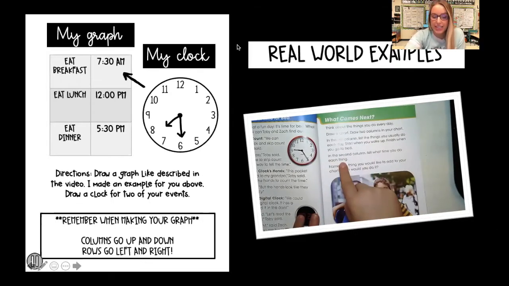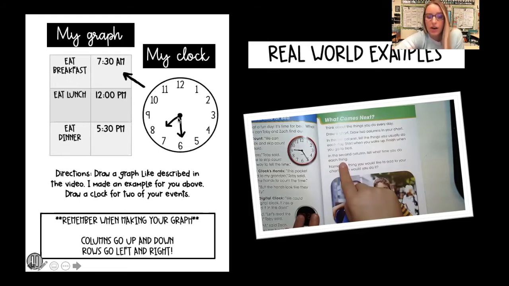To make it a little bit easier, I went ahead and did an example for my real world example. So I went ahead and did my graph. I made 2 columns, and on the left-hand side, I put things that I do on a daily basis. I did 3 just to be simple, but you can do as many as you want. I put eat breakfast, eat lunch, and eat dinner. On the right side, I put what times I did those things. So for eating breakfast, about 7:30, to eat lunch, 12 p.m., and to eat dinner, 5:30 p.m.